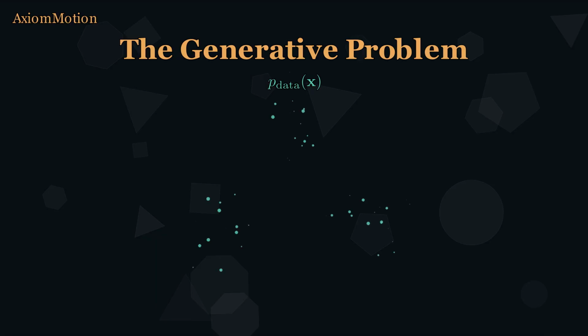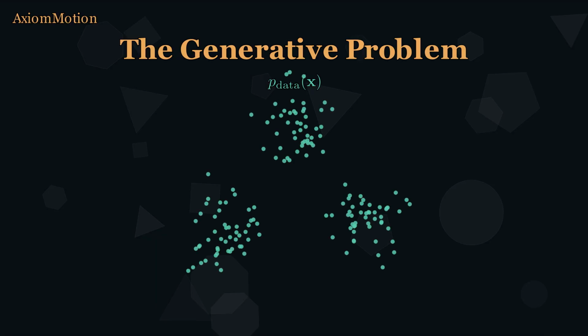Let us start with the real problem. We have a collection of things, photographs for instance, and we want to generate new ones that look like they belong. Here is a stand-in for that data, drawn as points in a plane. We can draw samples from it. There they are. But nobody hands us a formula for the distribution they came from. That gap is the entire difficulty.